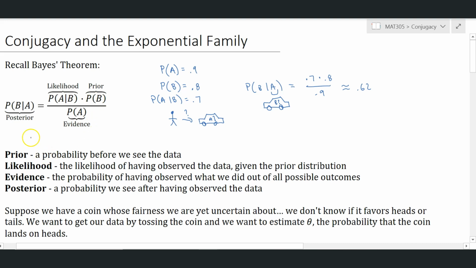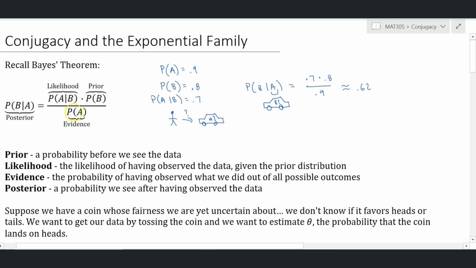So the prior is just something that we know before we see the data. Likelihood is the likelihood of having observed the data given the prior, right? So it's like, how likely is it that we should have seen this given the prior information, given what we knew before we even saw the data. The evidence is the probability of having observed what we did out of all possible outcomes.